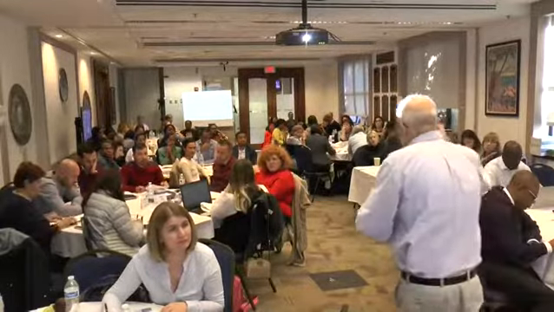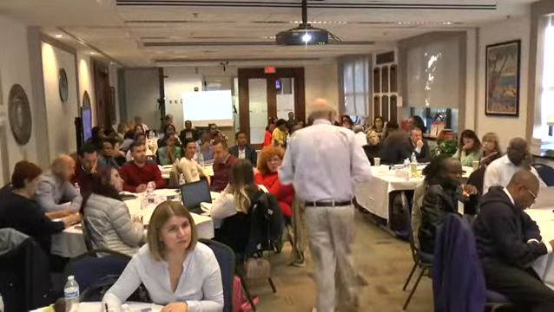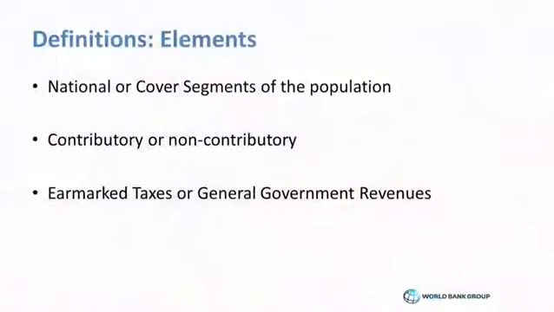Is it earmarked or general revenues? So these are the three dimensions I always want you to keep in mind when you're thinking about a health insurance model. Is it national or part of a country, part of the population? Is it contributory or non-contributory or a combination? Is it earmarked or general revenue?